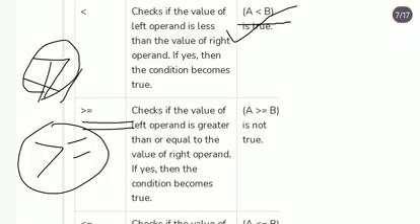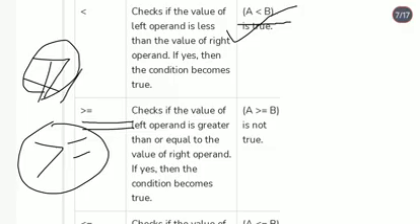Okay, so check if the value of the left operand is greater than or equal to the value of the right operand. If yes, then the condition becomes true. Here, is a greater than or equal to b? No, it is not greater and it is not equal, because a's value is 10 and b's value is 20. So 10 is not greater than or equal to 20. So this is not true.